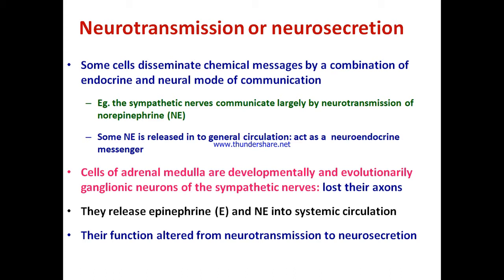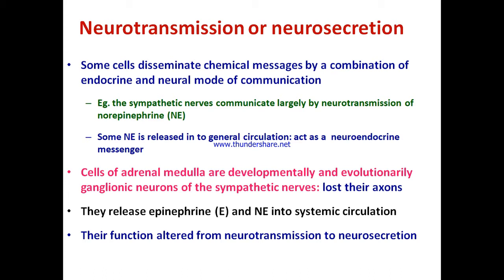An example is that the sympathetic nerves communicate largely by neurotransmission of norepinephrine. So norepinephrine can act as a neurotransmitter, or some norepinephrine is released in the general circulation and acts as a neuroendocrine messenger. Then cells of the adrenal medulla are developmentally and evolutionarily ganglionic neurons of the sympathetic nerves. So neurons which form the ganglion, and are also from the sympathetic nerves, lost their axons, and they release epinephrine and norepinephrine into the systemic circulation. This is an endocrine function of nerve cells.